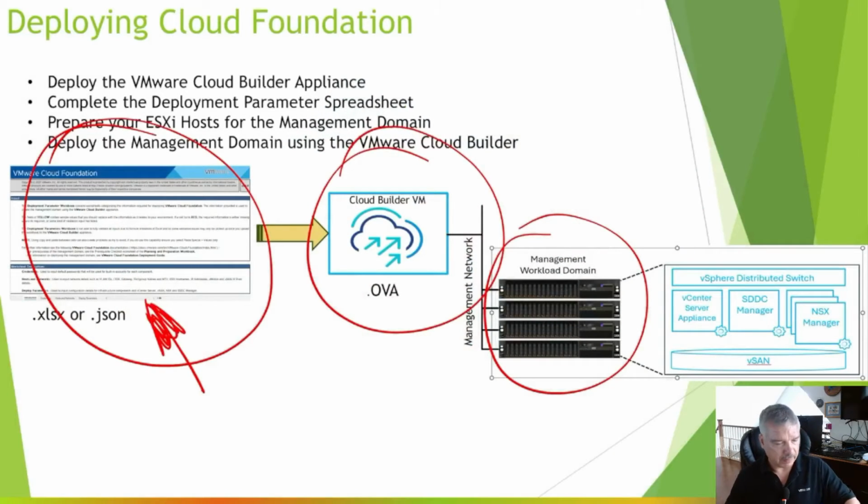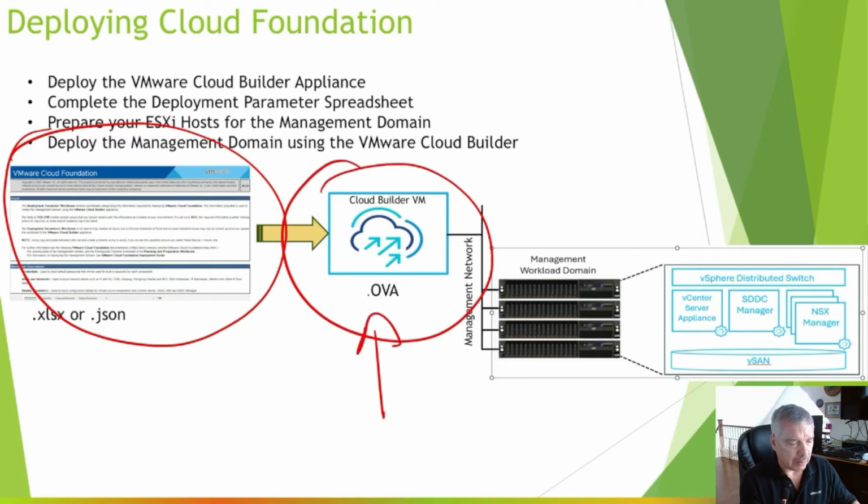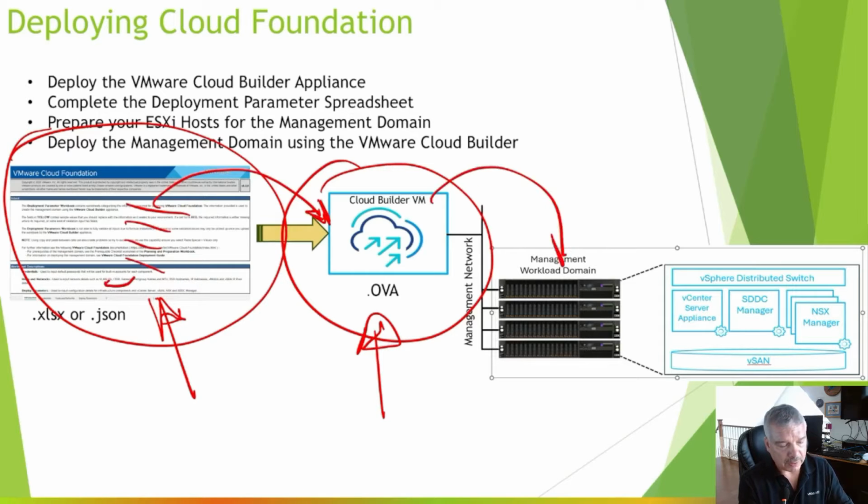Let's go. Let me get this up here. All right. So in the last couple of videos, you've seen this. We've got this spreadsheet that we're going to fill out. We deployed the appliance, the Cloud Builder appliance, right? I then need to fill out this spreadsheet, import it into the appliance, and it's going to use the settings from the spreadsheet to apply the settings to my management workload domain, right? Like IP addresses and all that stuff. So we'll take a look at the spreadsheet.